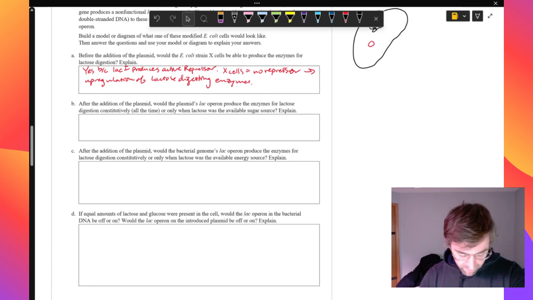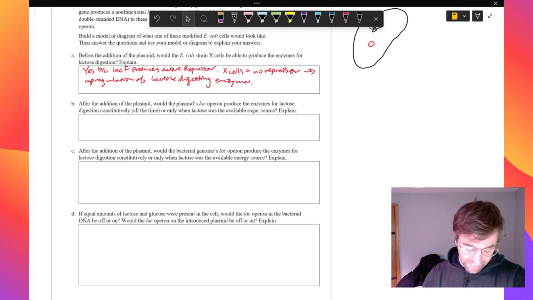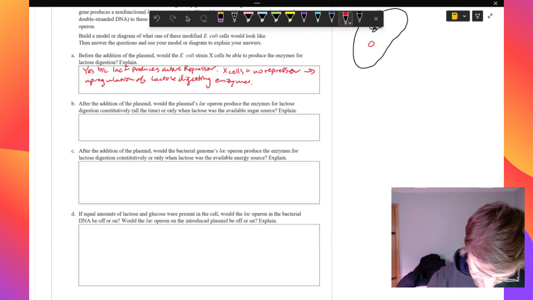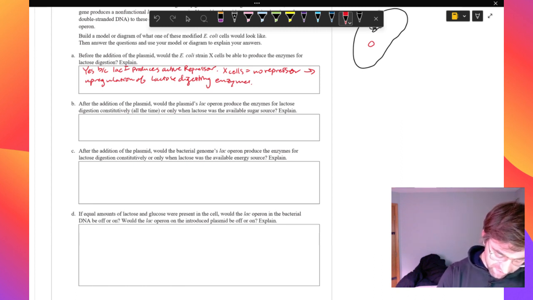After the addition of the plasmid, would the plasmid's lac operon produce the enzymes for lactose digestion constitutively, that is, all the time, or only when lactose was the available sugar source? We should resolve the anomaly here, right? The plasmid contains a normal regulatory gene and a normal lac operon, and as a result, the plasmid's lac operon should produce the genes for lactose digestion only when lactose was available. The original question: would the plasmid's lac operon produce the enzymes for lactose digestion all the time? No.